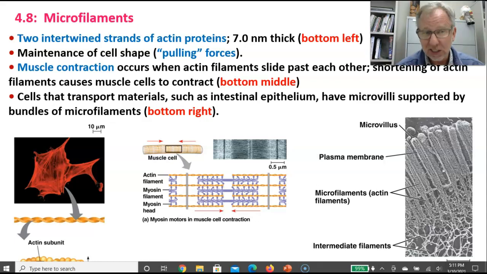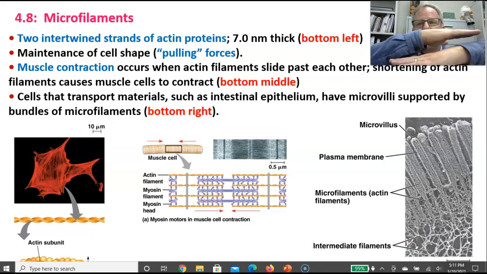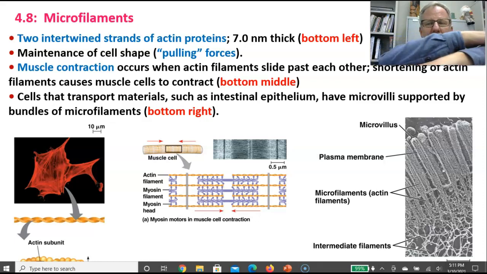Microfilaments are found in muscle cells. And as the microfilaments slide past each other, they cause muscle cells to contract or get shorter. You'll learn about the details of that physiology in A&P, anatomy and physiology.